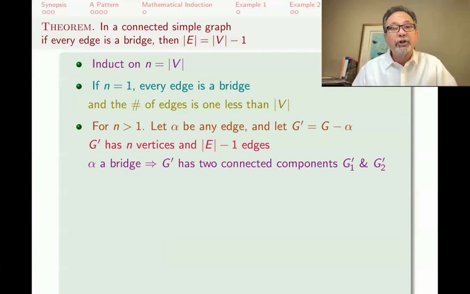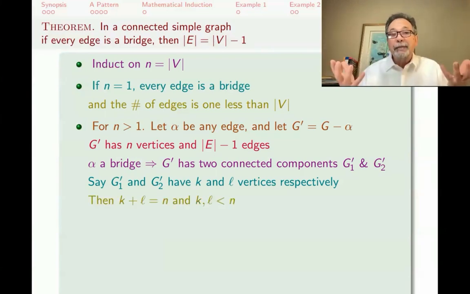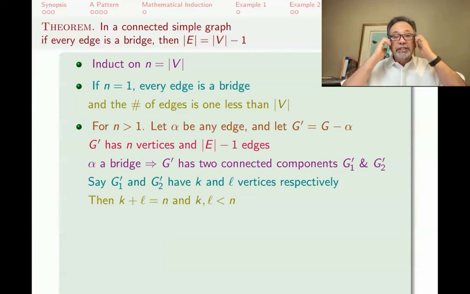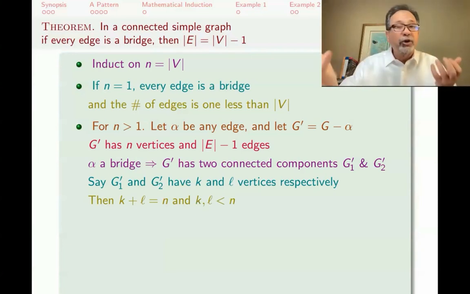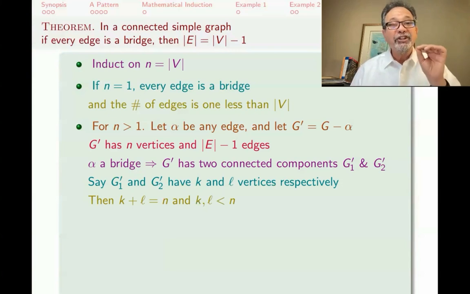And so those two parts I'm going to call G1 prime and G2 prime. Now, each of them is a connected simple graph, but I don't know how many vertices they have. This one has K of them. This one has L of them. K vertices for G1 prime and L vertices for G2 prime. And I do know that K plus L is N because N was the total number of vertices we had. And all the vertices are either in this part or in that part of the graph. And both L and K have to be less than N because none of these are empty graphs. So G1 prime and G2 prime are both connected simple graphs with fewer vertices than G, and every edge is still a bridge, just like it was before.